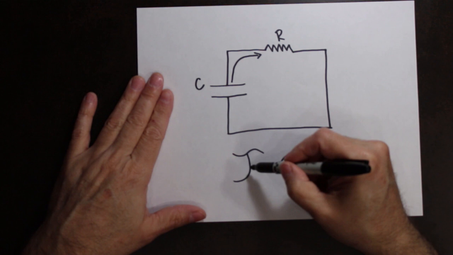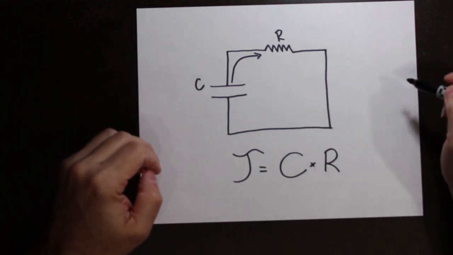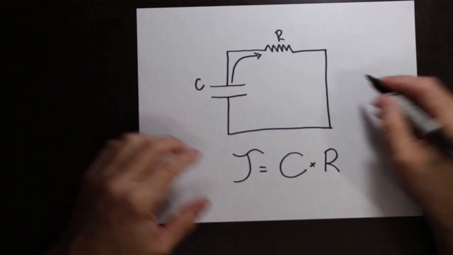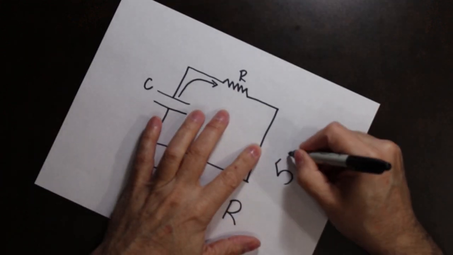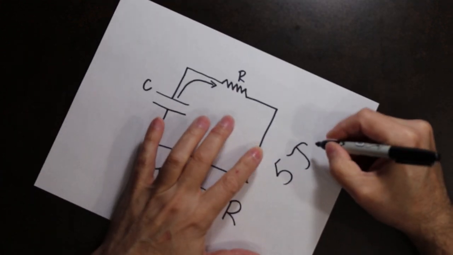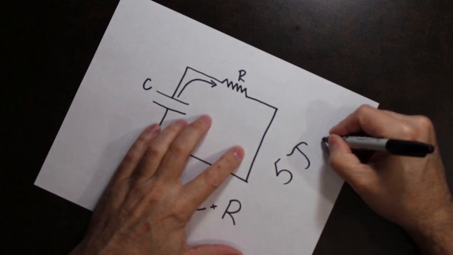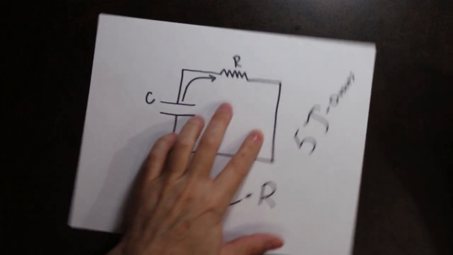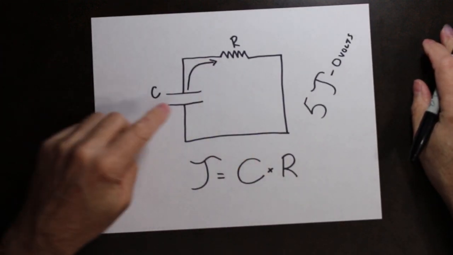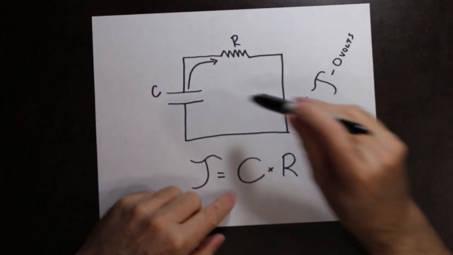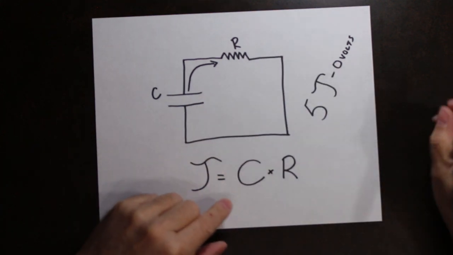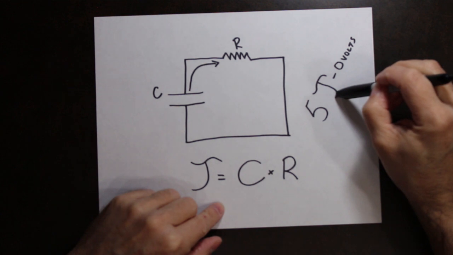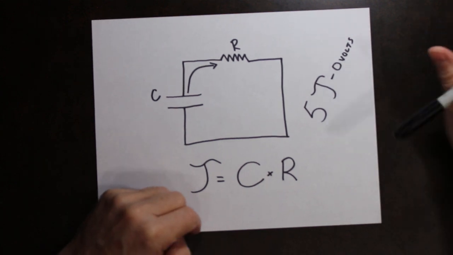So, how long do you figure it's going to take to fully discharge the capacitor? Well, 5 tau. To go from full to 0 volts. So if you have a fully charged capacitor and you're going to discharge through a resistor, it's going to take you 5 time constants in order to get down to 0 volts.